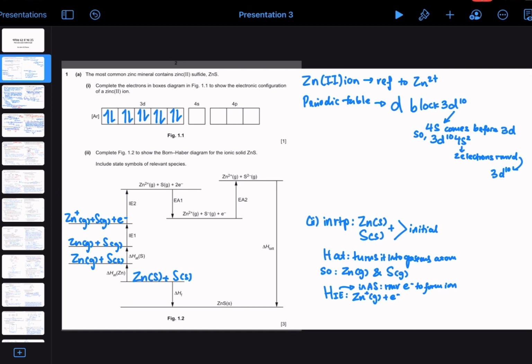And for atomization, again, you're turning it into gaseous atoms. So firstly, your zinc will turn into gaseous atom and your sulfur will then follow right after. After that, we have IE or ionization energy. We have already learned this in AS, where you basically remove an electron to form an ion. So yeah, you have 2 ionization energies, so you're removing 2 electrons, and that sums up. Alright, next question.